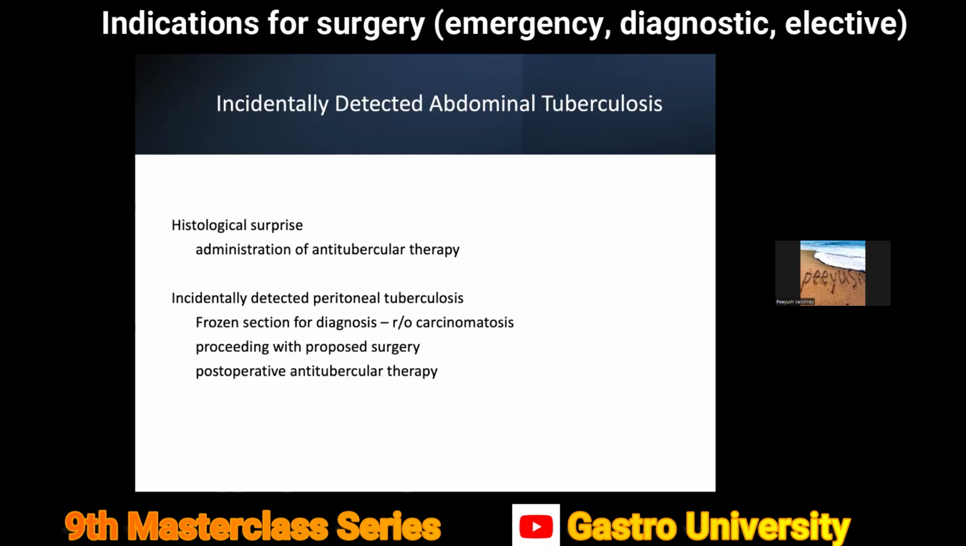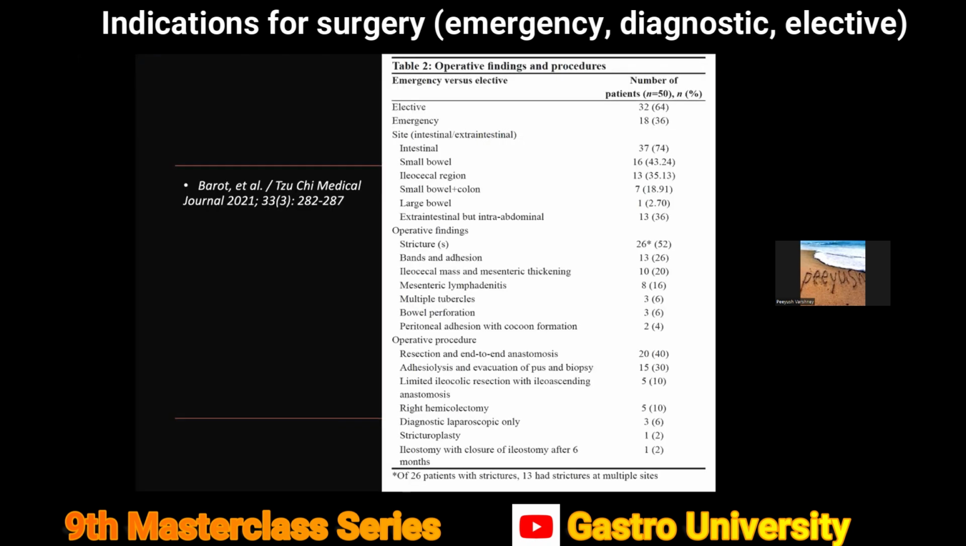A word about incidentally detected abdominal tuberculosis. It has already been discussed that if there is tuberculosis on a postoperative specimen, antitubercular therapy should be started. And if it has been incidentally detected intraoperatively, then frozen section should be performed to rule out carcinomatosis. And the proposed surgery should be proceeded with if there is no carcinomatosis, and or there is a doubt of chronic inflammation or tuberculosis, and postoperative antitubercular therapy should be administered in these cases.